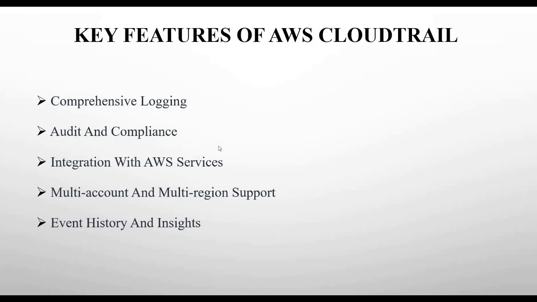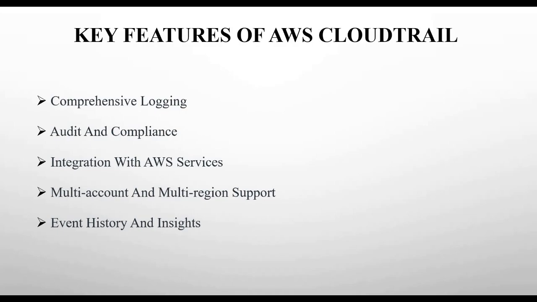Key features of AWS CloudTrail are comprehensive logging, audit and compliance, integration with AWS services, multi-account and multi-region support, and event history and insights. Let's see them one by one. Comprehensive logging captures detailed logs of API calls and activities across AWS services, providing visibility into actions taken by users, applications or AWS services. The next is audit and compliance. It facilitates compliance auditing by tracking changes to resources and enhancing forensic analysis of security incidents through comprehensive logging.